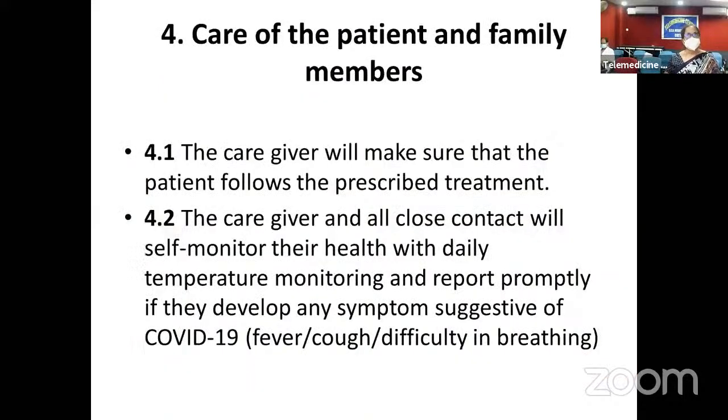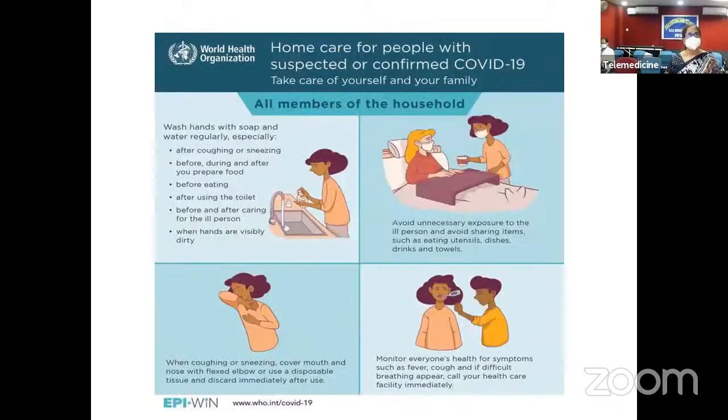This is the care of the patient and family members by the caregivers. How will the patient and the family members inside that house be taken care of? The caregiver will make sure that the patient follows the prescribed treatment. The caregiver and also close contacts will self-monitor their health with daily temperature monitoring and report promptly if they develop any symptoms suggestive of fever, cough, or difficulty in breathing.